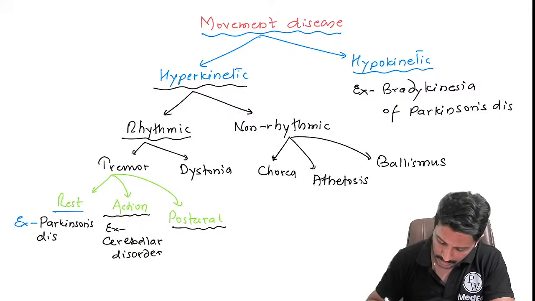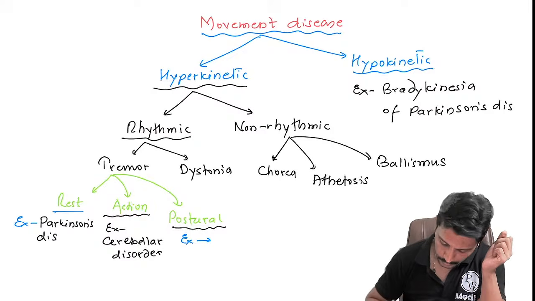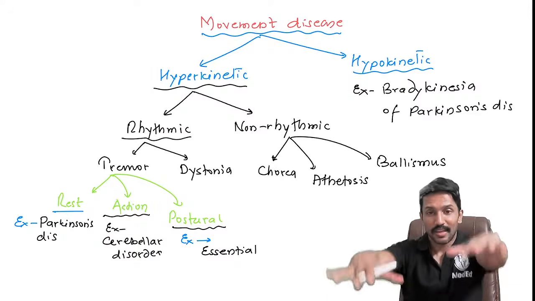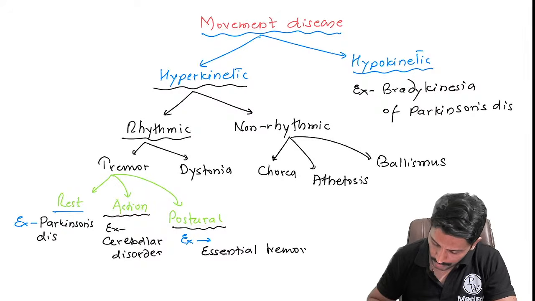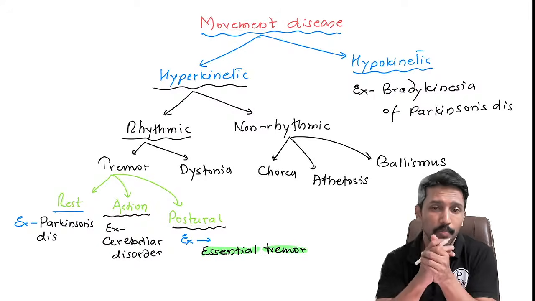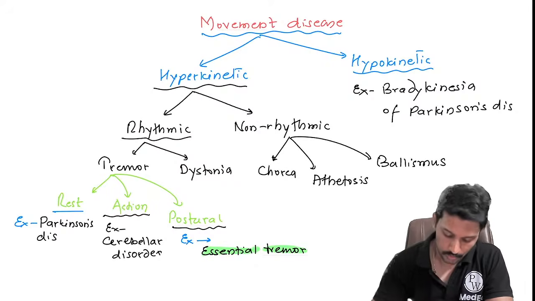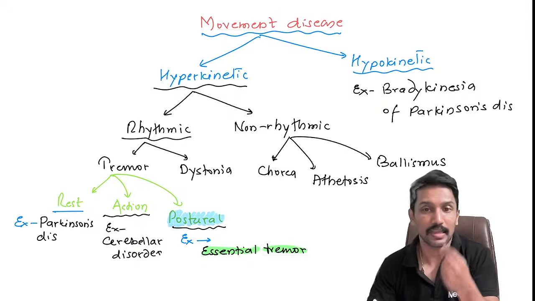Postural tremor, we have so many examples. One example for the postural tremor is your essential tremor, where the tremor appears when the limb is held against gravity like this. Essential tremor is a postural tremor. A potential MCQ point: they are certainly going to ask one question on movement disorder, and it could be about essential tremor. So what kind of tremor is essential tremor? Essential tremor is a postural tremor. The tremor appears when the limb is held against gravity.